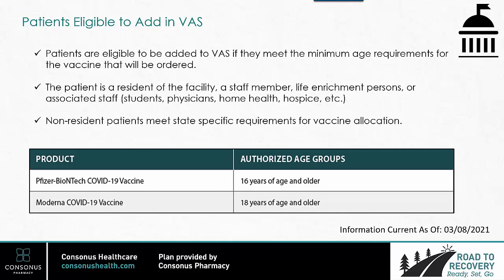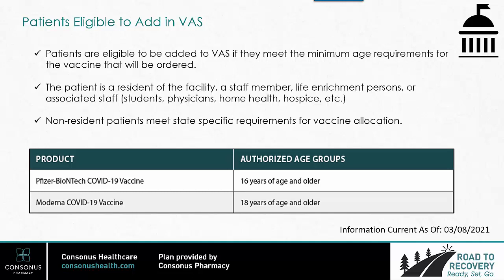Patients are eligible to be added to VAS if they meet the minimum age requirements for the vaccine that will be ordered. Currently, the Pfizer vaccine is authorized for age groups 16 years of age and older, and Moderna is authorized for 18 years of age and older. Please ensure to always refer to the CDC's most recent information on authorized age groups and other requirements to be vaccinated.